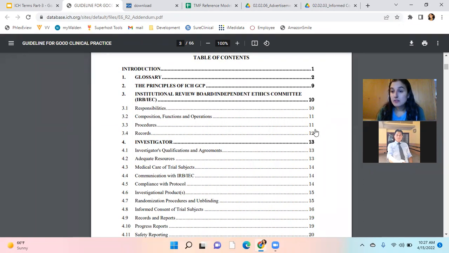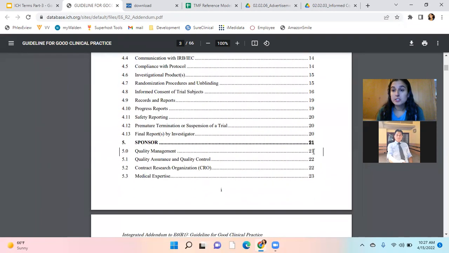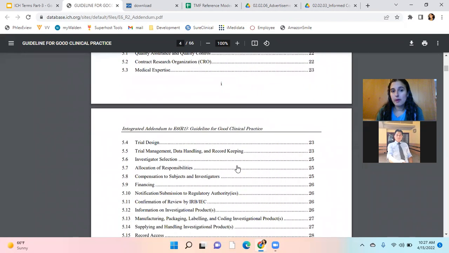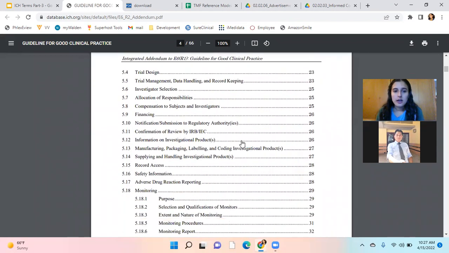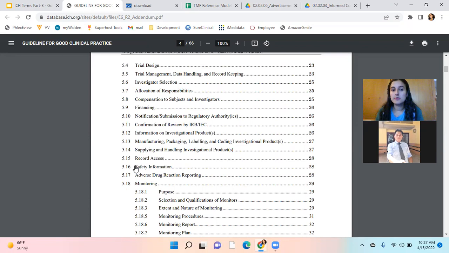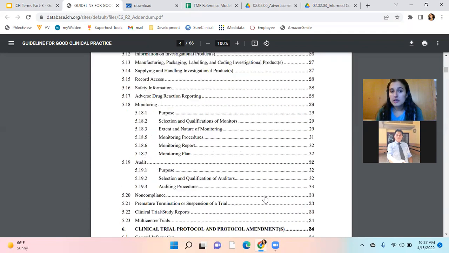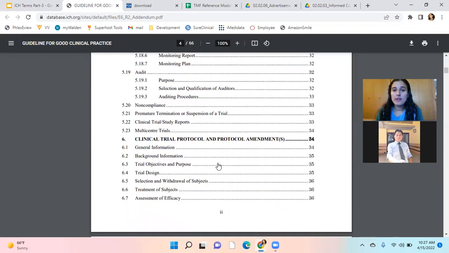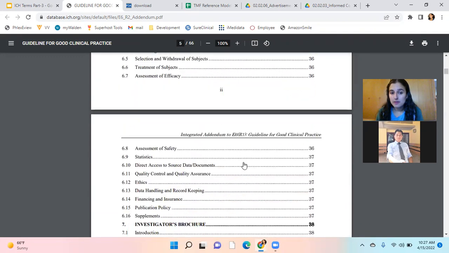So you have IRB, the investigator, right? The sponsor, which is typically where I've worked. It's usually for the sponsor. And so this is really critical. You can learn all about different trial design, record access, there's safety, where we talked about adverse events, a whole section on monitoring, a whole section on auditing. And then there's protocols and protocol amendments.